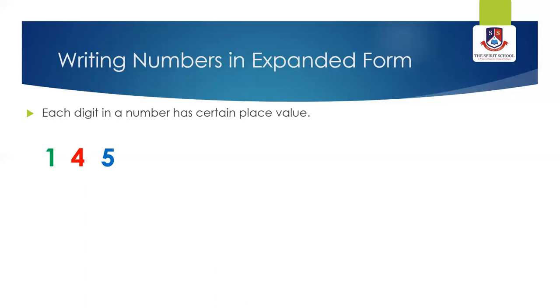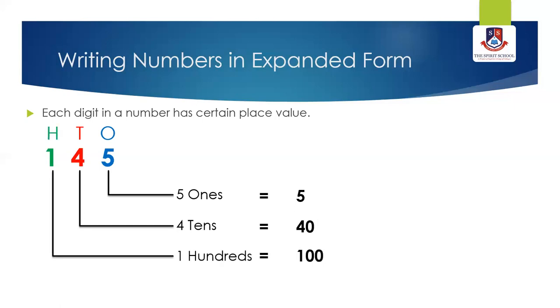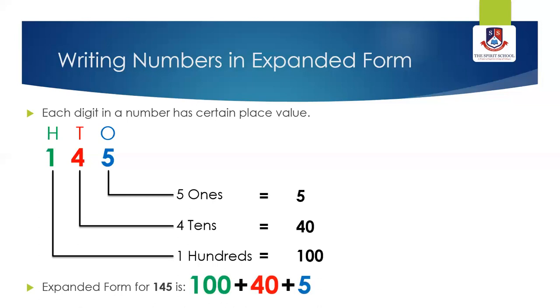So let us see. The digit at the ones place is 5, so the digit 5 is representing 5 ones or 5. The digit at the tens place is 4, it is representing 4 tens or 40, and the digit at the hundreds place is 1, and it is representing 1 hundred or 100. So the expanded form of 145 is 100 plus 40 plus 5, or in words we can also write it as 1 hundred plus 4 tens plus 5 ones.